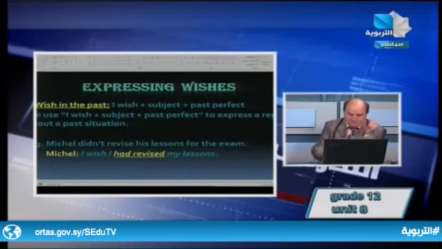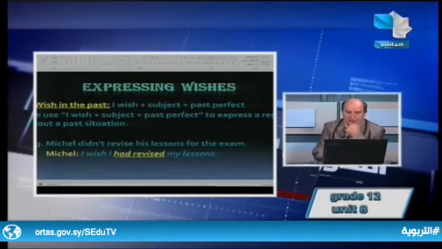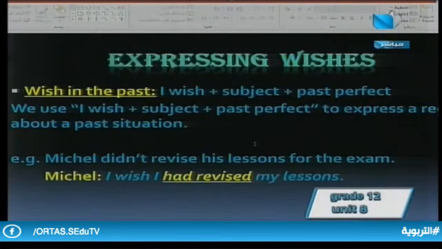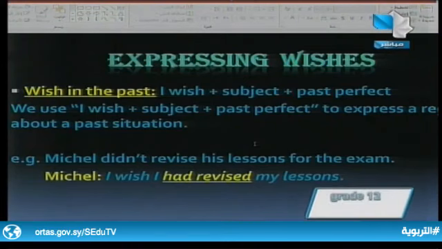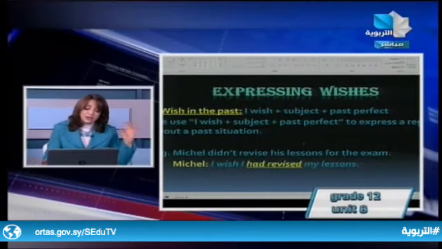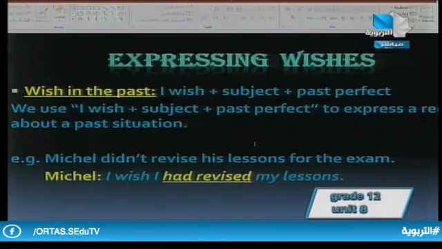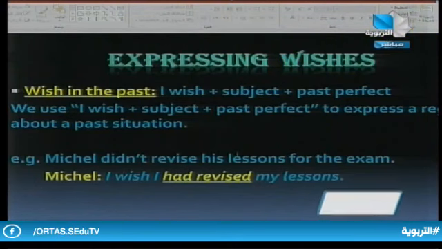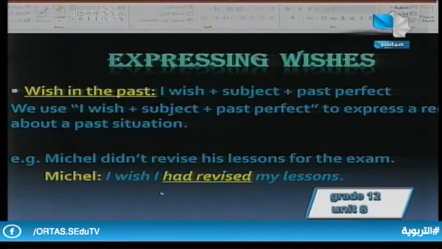We will have some examples, please. Okay, why not? Of course here we are talking about a regret, because it can't be changed. The only thing we can do is to regret what happened or what didn't happen. So for example, Michel didn't revise his lessons for the exam. We see that this is a past situation. He didn't revise. This is past simple. This is the situation.